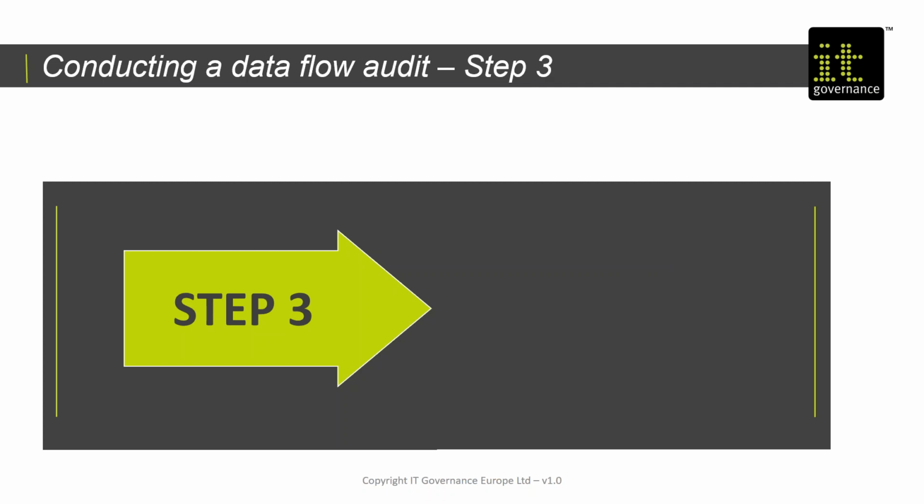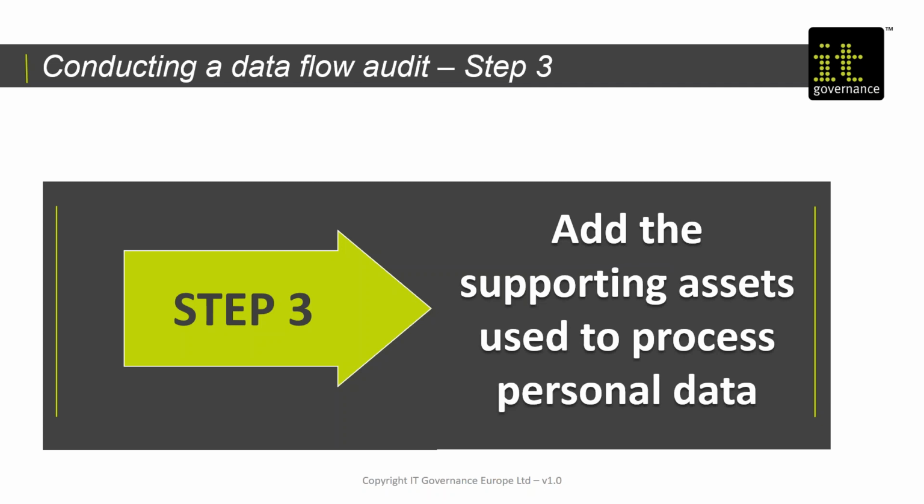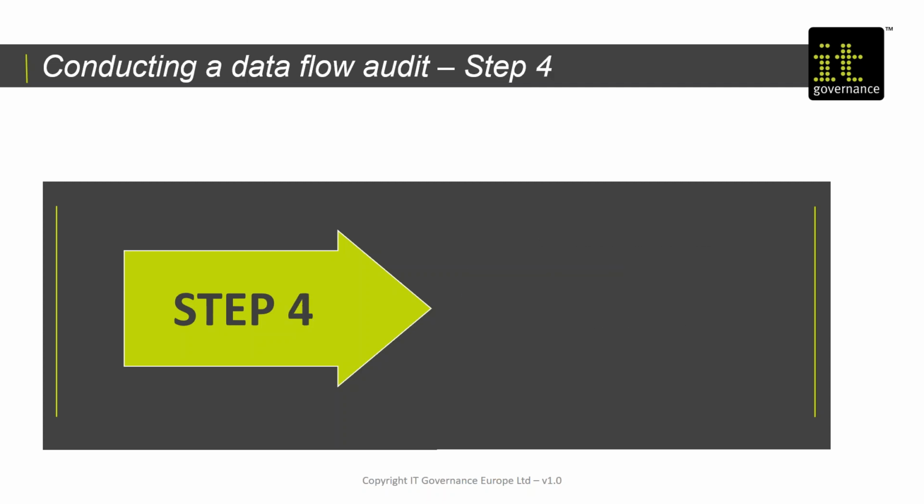Step 3 then is to add the supporting assets, which are used to process the personal data. So you need to know what the supporting assets are, as they form part of the control environment. So include the format of your personal data, whether it is in paper, soft copy, stored in a database, in a backup, on a USB stick, and include the locations of the personal data, whether it's internal, with a third party, online, off-site, etc., and include the existing safeguards in place to protect the data.